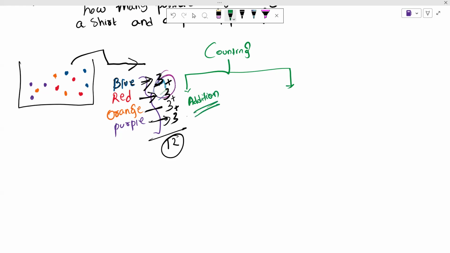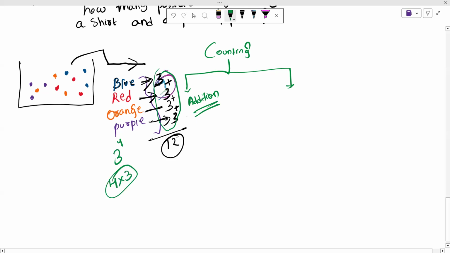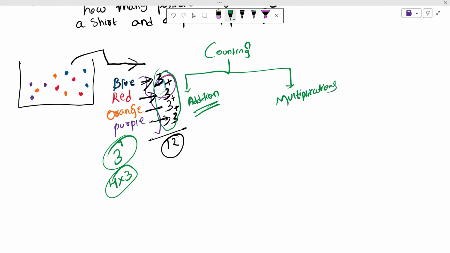Okay, so is there any other way? Yes. Total how many threes are there? Total four threes. So you can do it like this also. It means multiplication. So here the symbol of addition is like this, and the symbol of multiplication is like this. So this is the one counting you can see.